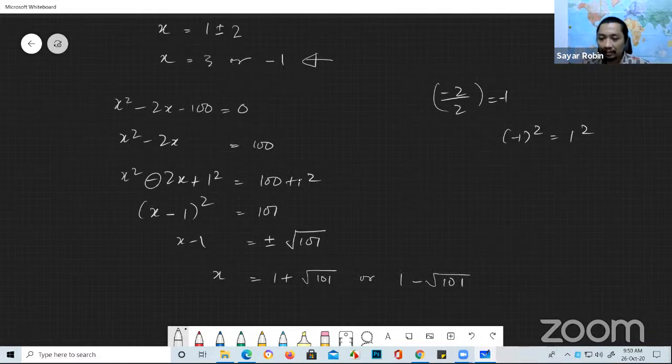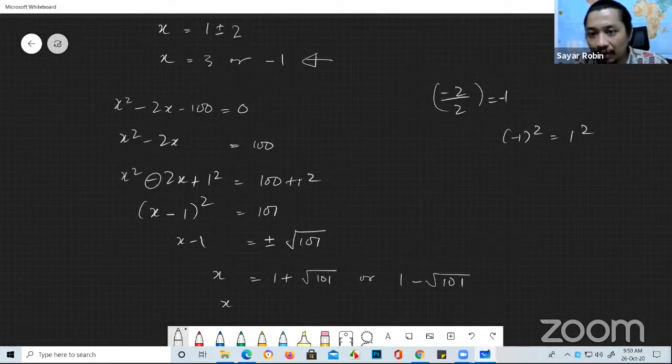Okay, everybody understand? Okay, so could you please tell me the answers by using your calculator? Is this equal to 1 plus the square root of 101? Give it to 3 significant figures. 3 significant figures. Can someone answer me?